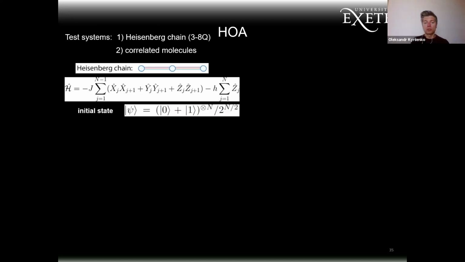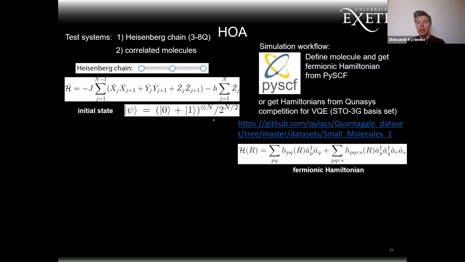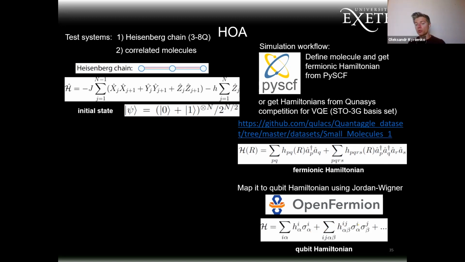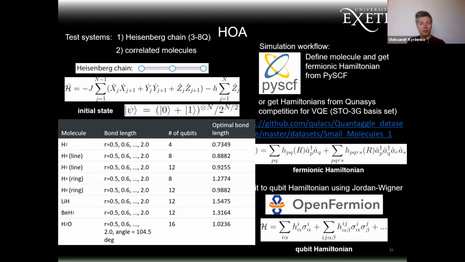And just to test it, we choose a spin chain with 3 to 8 qubits with a Heisenberg Hamiltonian and some initial state. It's actually not that easy a system to work with. We have shown that VQE will struggle for this system. We also use chemistry, where the standard workflow is to take the fermionic Hamiltonian, use OpenFermion to write it in the qubit language, and try to find the ground state or estimate the energy of this system. We will concentrate on H4 and H6 examples.